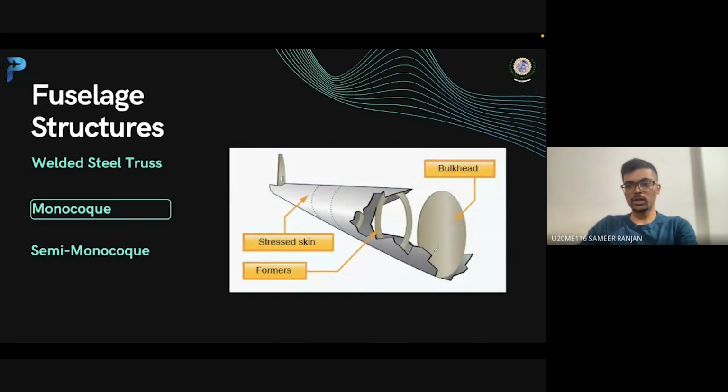In this, they use a bulkhead, a plate-like thing, and a ring, which is called a former. And around this, they wound the skin. What it did was distribute the stress in the radial direction, and hence it was beneficial. But the flaw in this structure was that it couldn't distribute the stress in the longitudinal direction. So there was a possibility that it might collapse in this direction, and hence our aircraft would fail.